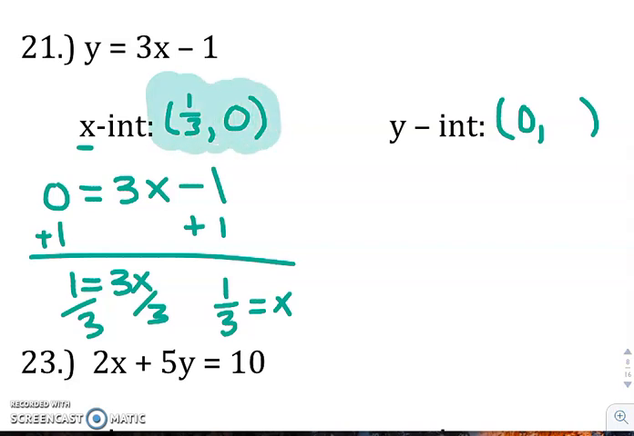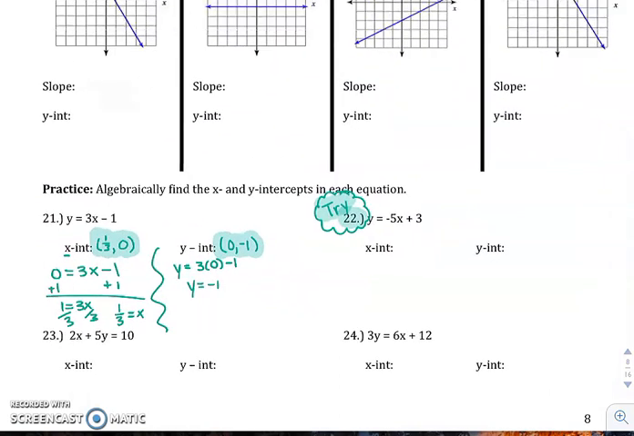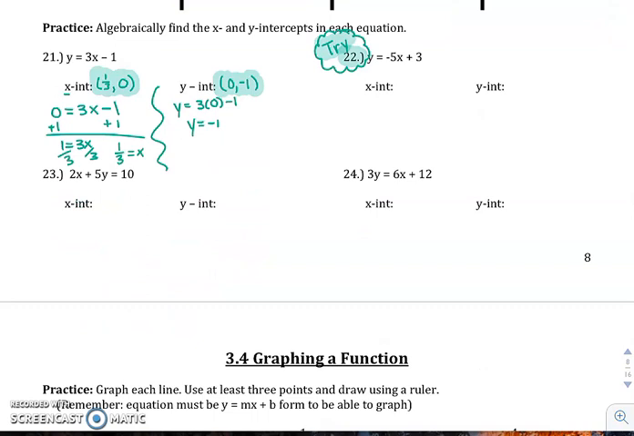And vice versa, for the y-intercept, we're solving for y, so we make the x 0. So we would get y equals 3 times 0 minus 1. So 3 times 0 is 0, minus 1 is negative 1. So that would be your y-intercept. So when you're solving for the y-intercept, make x 0. When you're solving for the x-intercept, make y 0.